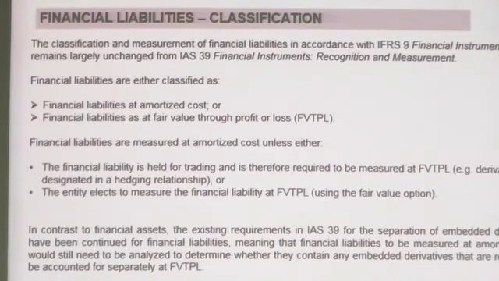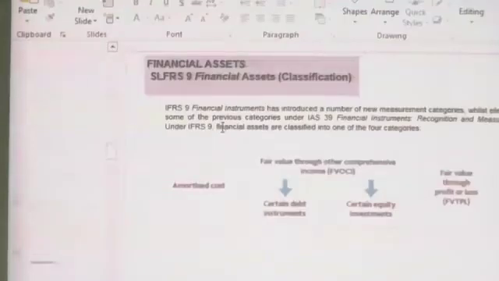The financial liability held for trading, no option, fair value through P&L. Held for trading. Or the entity elects to measure the financial liability at fair value, then you have to apply fair value. Otherwise, all instruments will be measured at amortized cost. Got it? Right. Now let's take the standard book.